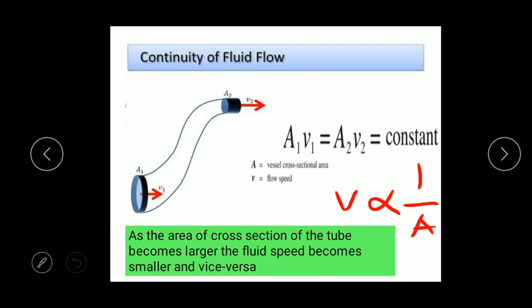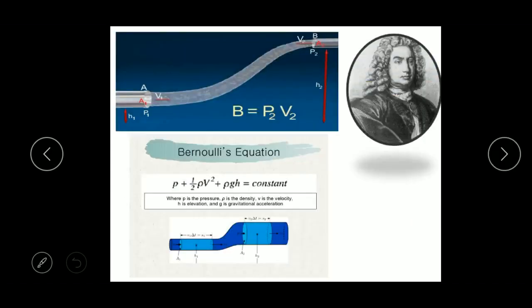Okay, this is about the equation of continuity. In the next video class we will discuss the Bernoulli's theorem.